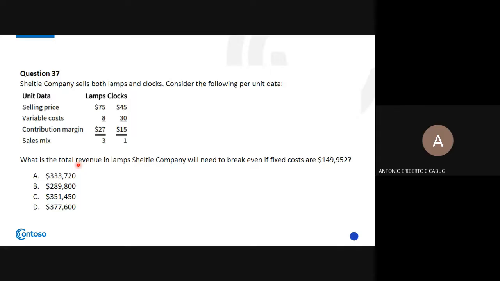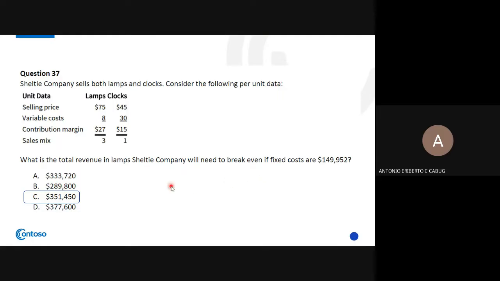Okay, everybody, please answer everyone. So you have here Shelty Company sells both lumps and keks. Consider the following per unit data. So you have here the selling prices as well as the variable cost, UCM, and sales mix. Fixed costs also given. So if you did it right, the correct answer is letter C, 351,450.